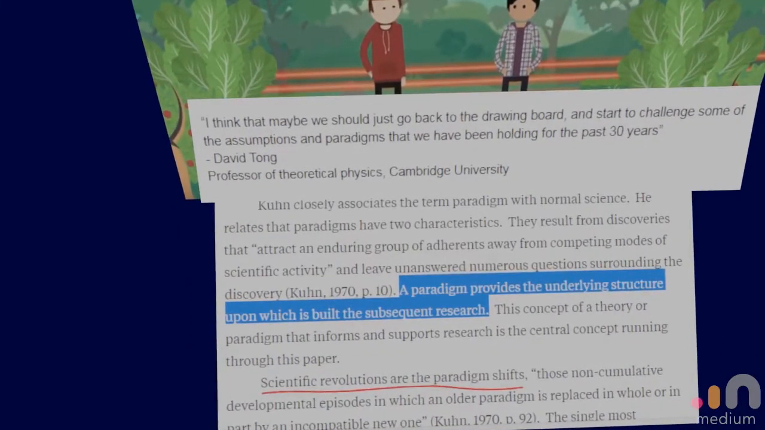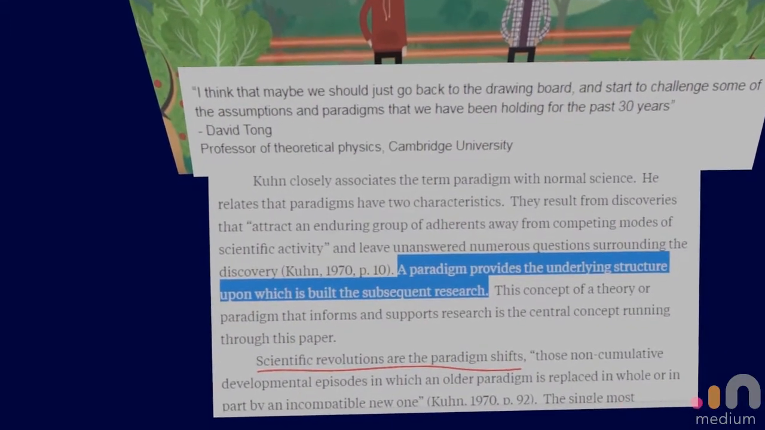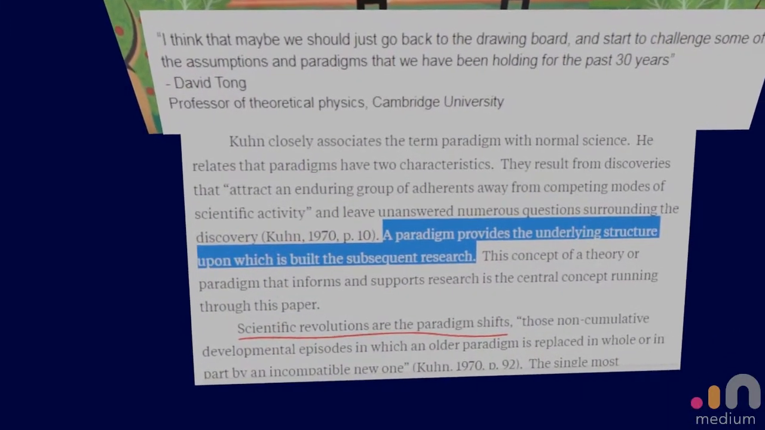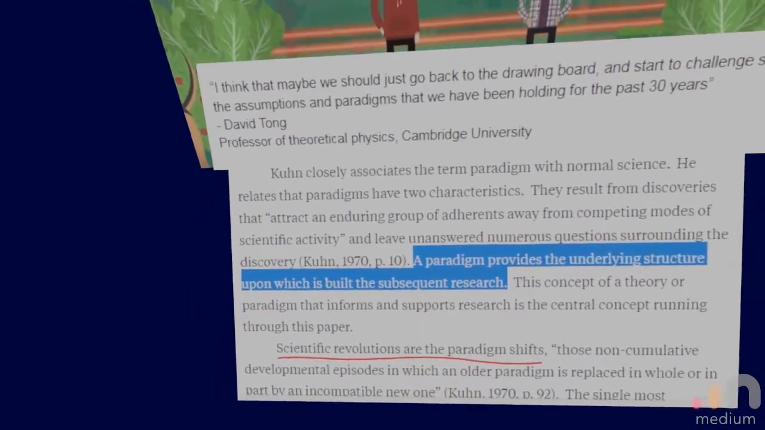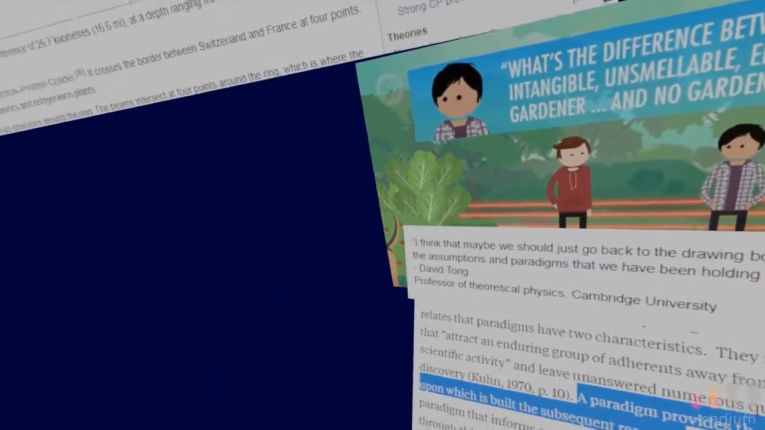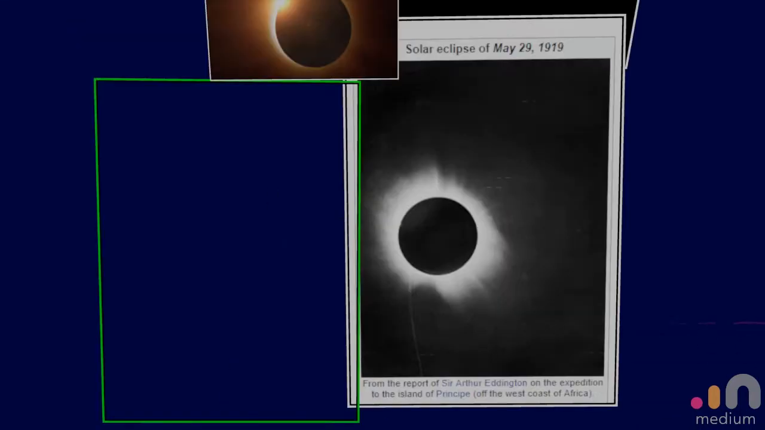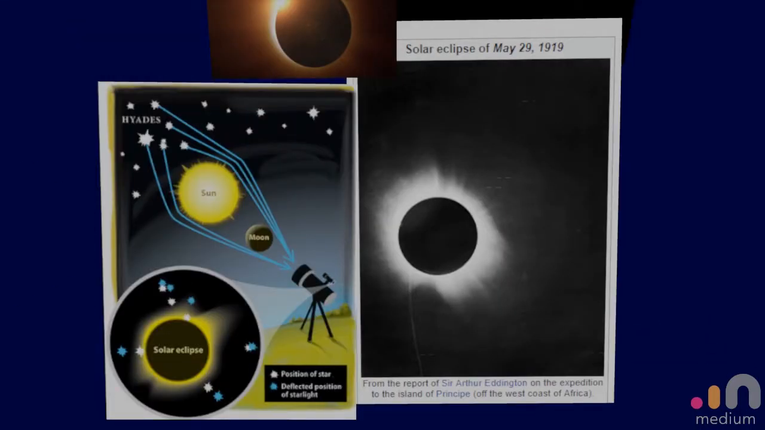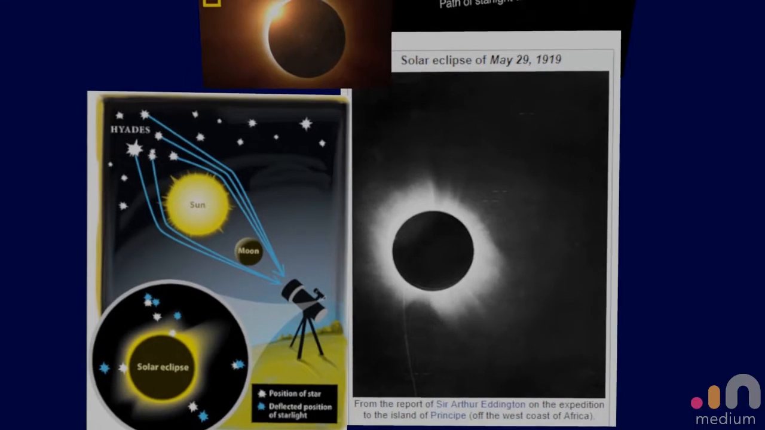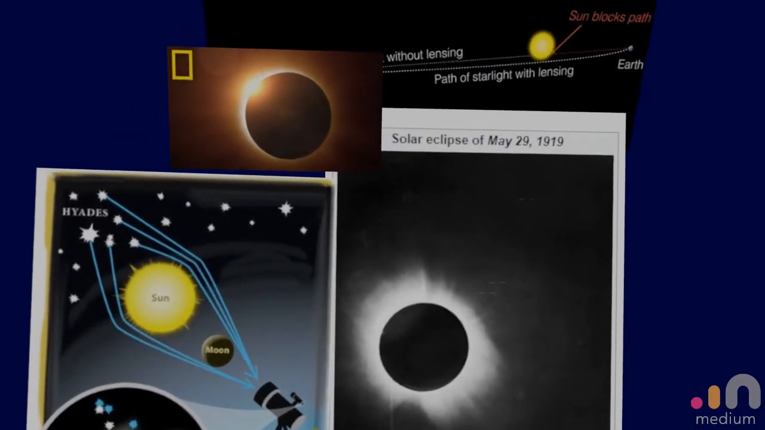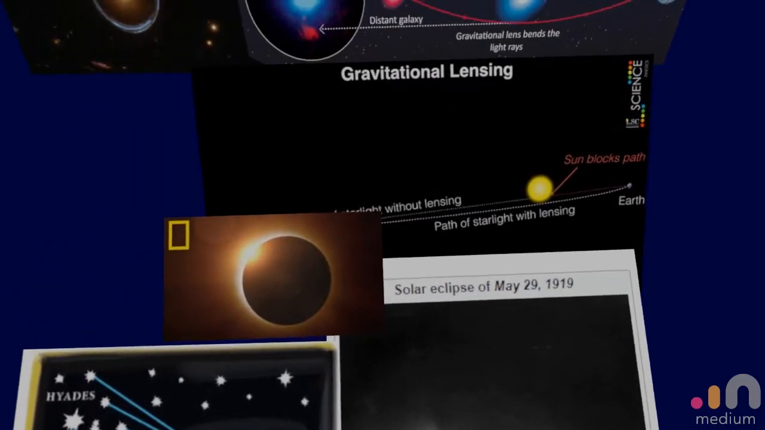Paradigm provides the underlying structure upon which is built the subsequent research. That means the way we've been viewing space since 1916 is based off of general relativity. He suggests we go back 30 years and challenge the way we view things. I'm going to take it one step further. What if we goofed? What if the first piece of evidence that set us into thinking that space and time are the same force has an alternative explanation?